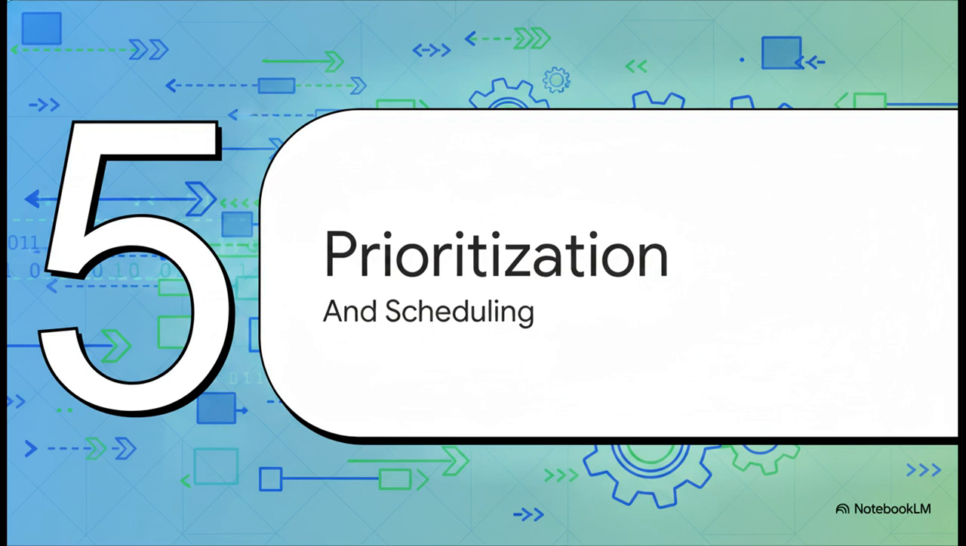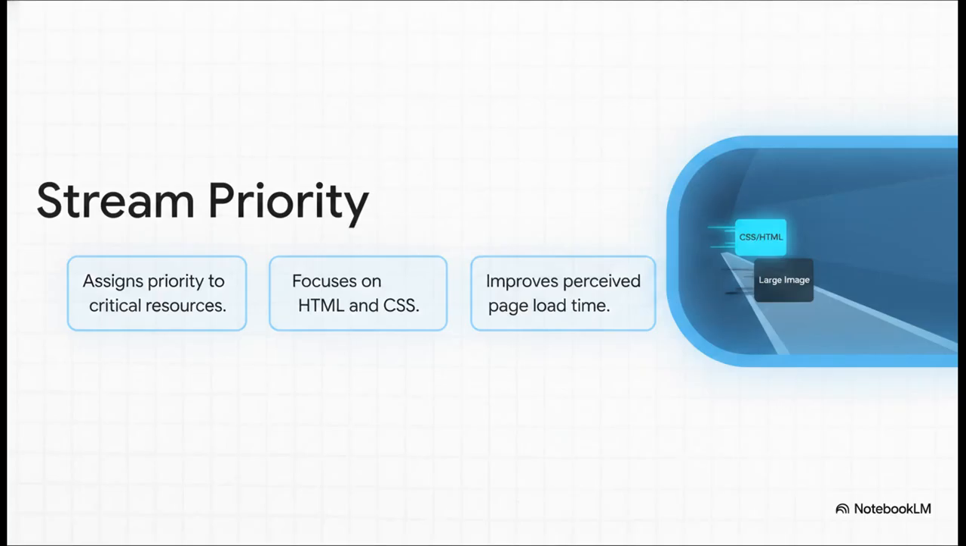Part 5. Prioritization and scheduling. Let's look at the actual logic dictating what gets put on the wire first. Stream prioritization is all about assigning higher value to critical resources. Why is this so vital? Well, delivering your CSS before a massive background image is going to drastically improve the browser's time to first render.